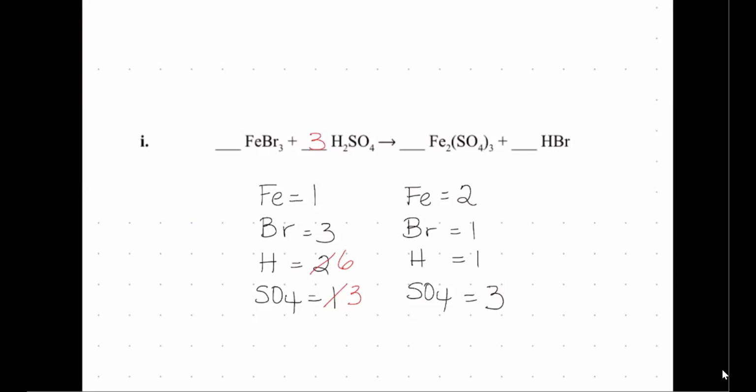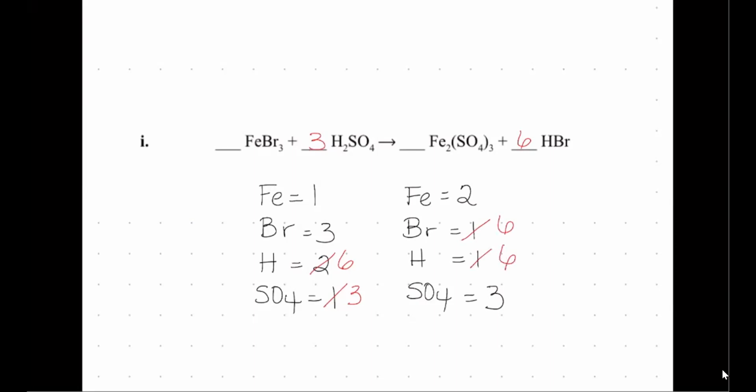So now, once I have this, I'll tell myself, okay, I'm going to target that hydrogen. I need 6 of them. By putting a coefficient of 6 in this bromic acid, that means bromine goes to 6 and hydrogen goes to 6.